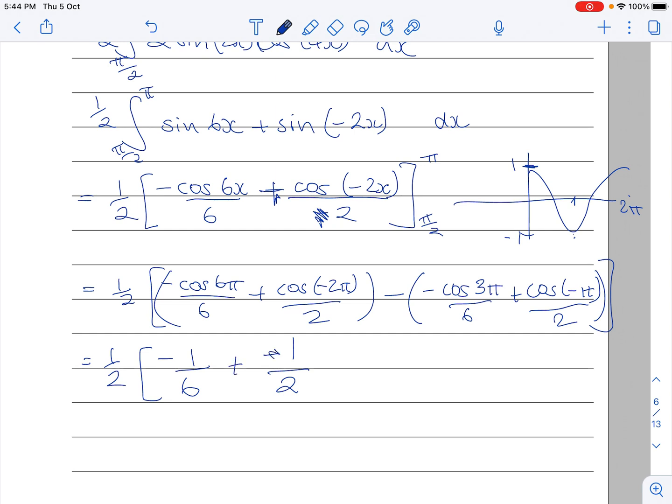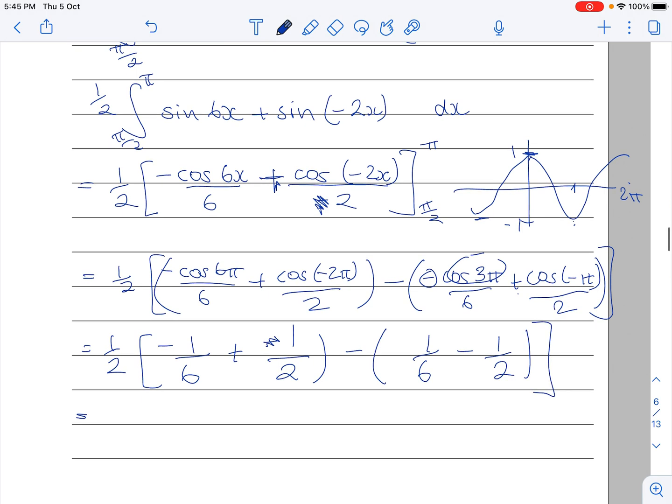Oh, sorry, positive 1, isn't it? So positive, not negative. 3 pi, remember, is the opposite. So cos of 3 pi is going to be negative 1. So negative 1 is positive 1. So that becomes positive 1/6, and this bit's negative, so it makes a positive. Cos of negative pi is negative 1 as well. And because it's plus, we've got minus negative a half.